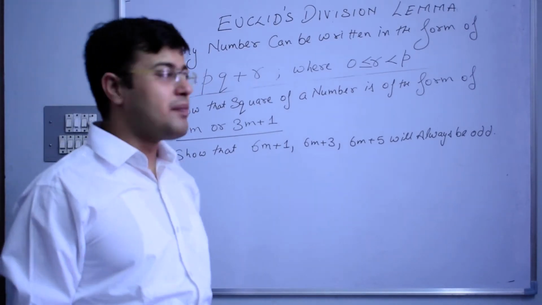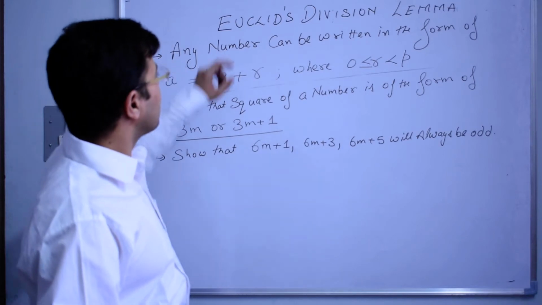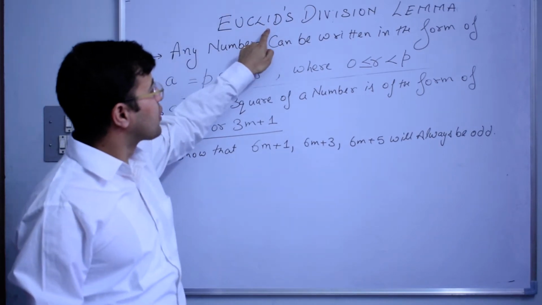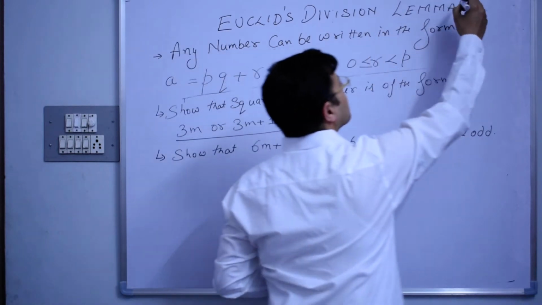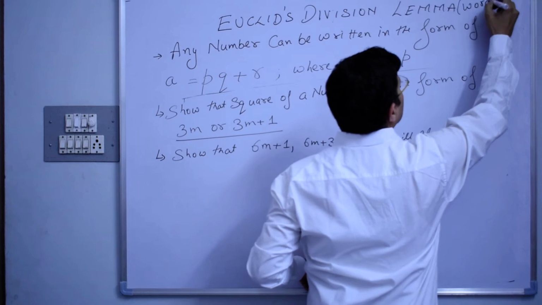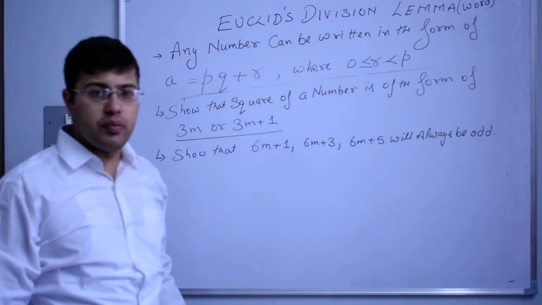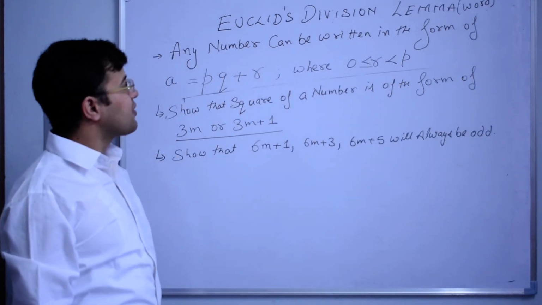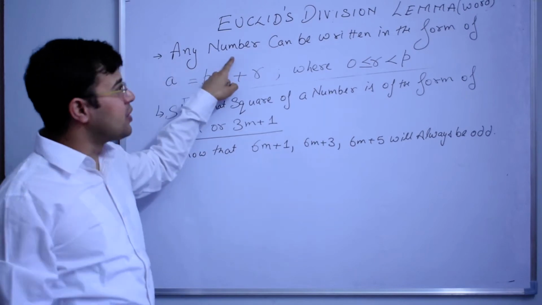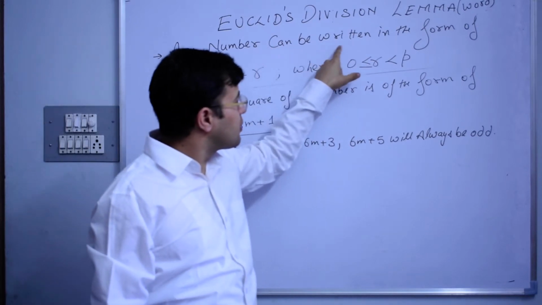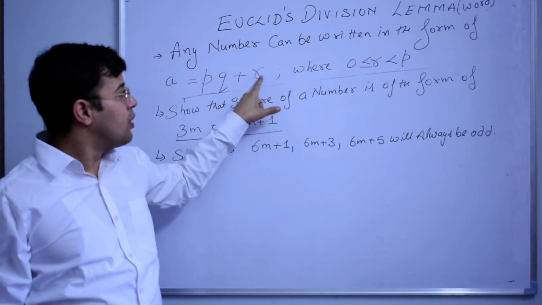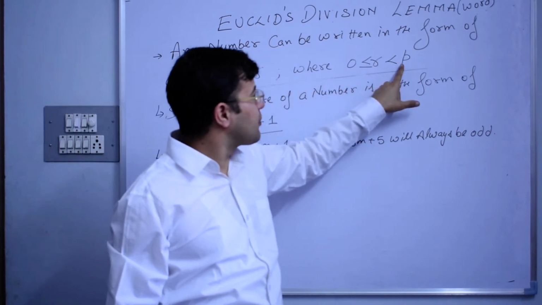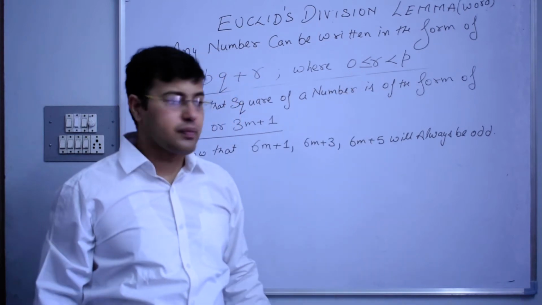Welcome dear students. In today's video we are going to learn about Euclid's Division Lemma, the thing that we used to solve the word problems of real numbers, right? Now what does it state? It states any number can be written in the form a = pq + r, where r should lie between 0 and p, right?